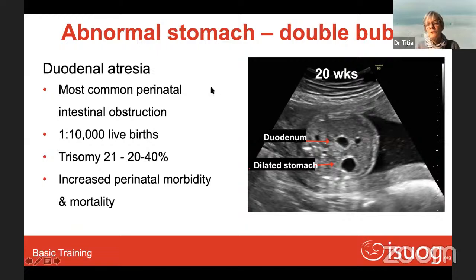The prevalence is about 1 in 10,000. And of all those, approximately 20 to 40% have trisomy 21. So you always have to offer invasive procedures to find out if that is the case. There is an increased perinatal morbidity and also mortality. And particularly, sometimes you encounter prematurity due to the polyhydramnios that develops, and sometimes associated anomalies.